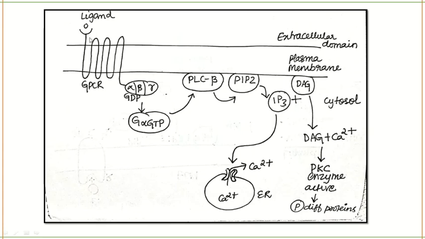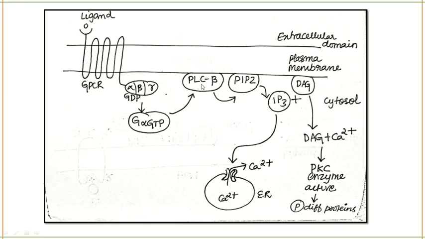So the ligand binds to the G protein coupled receptor. You know that it's a serpentine receptor, a transmembrane receptor. Activation of the receptor happens, and that will activate the G protein. The activated G protein will be G alpha GTP, which will dissociate from the beta and gamma subunits. This G alpha GTP will go and activate the enzyme phospholipase C beta, which is a membrane bound enzyme.